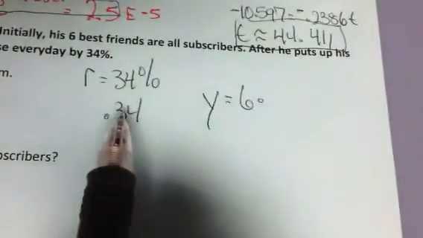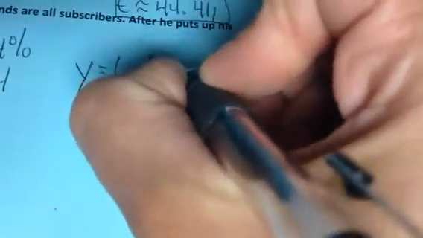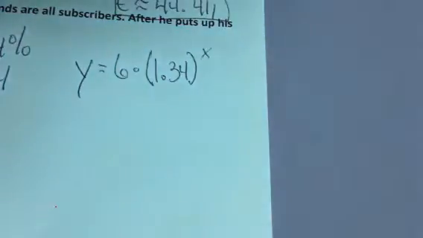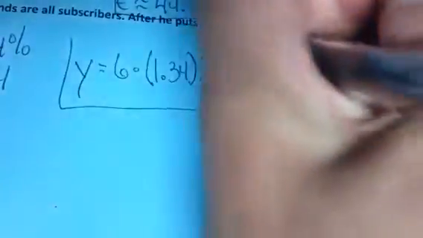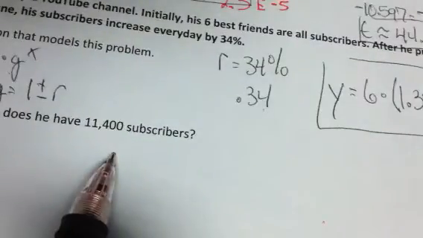So y equals, well, it might not be y, yeah. Y equals 6, and then g. The rate is 34%, 0.34, and it's increasing, so we're going to do 1 plus 0.34. So 1.34, and then my x power. That's your equation you're going to use. So how many days later does he have this many subscribers? Well, that's y, so that's going to go in here, but I'm going to move it to the other side.